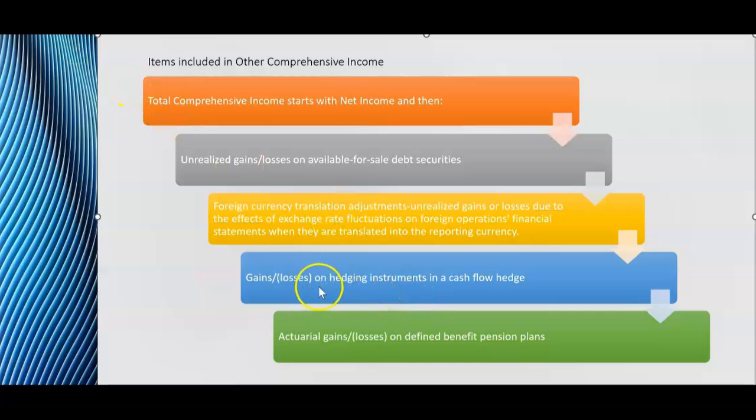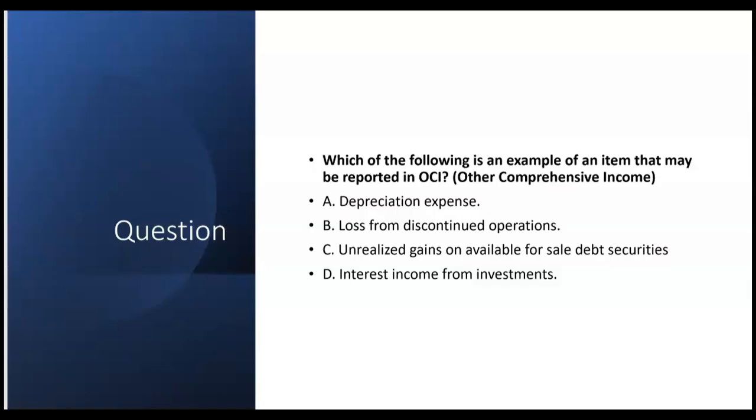What's another? Gains and losses on hedging instruments in a cash flow hedge. So if they tell you there's a gain or a loss from the cash flow hedge, you tell them that gain or loss goes in OCI, not the income statement. And then actuarial gains or losses on defined benefit pension plans. If you see that terminology on the exam, you tell them actuarial gains or losses from defined benefit pension plans go where? The income statement? No, OCI. Because they can ask you a question like this.